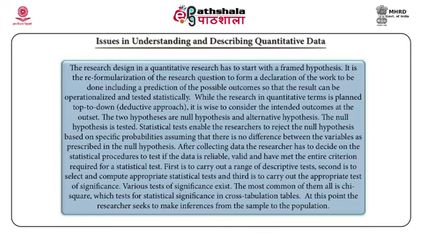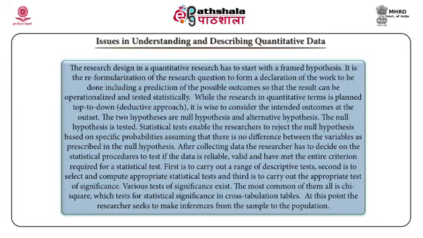It is the reformulation of the research question and forms a declaration of the work to be done, including a prediction of the possible outcome so that the result can be operationalized and tested statistically. While quantitative research is planned top down, it is wise to consider the intended outcomes at the outset. The two hypotheses are the null hypothesis and the alternative hypothesis. The null hypothesis is tested. Statistical tests enable researchers to reject the null hypothesis based on specific probabilities, assuming that there is no difference between the variables as prescribed in the null hypothesis.